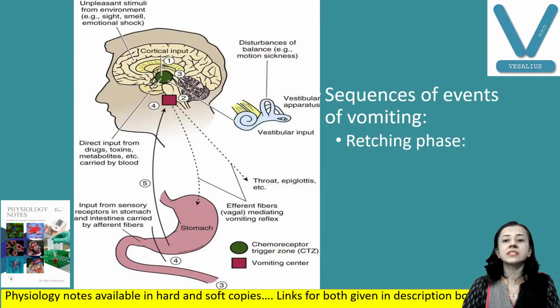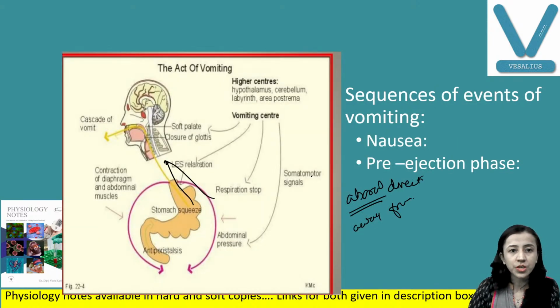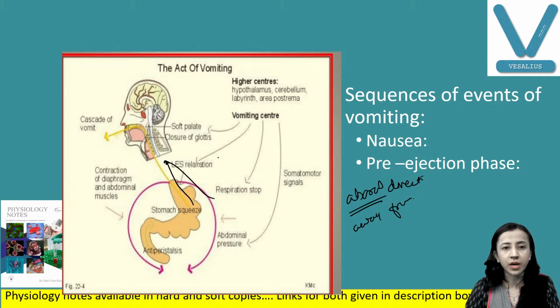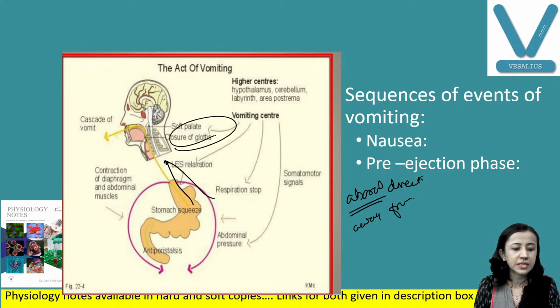Next is the retching phase. Here there is closure of the glottis. It is not shown properly in this diagram, but the glottis gets closed and remains closed till the end of vomiting. Why?